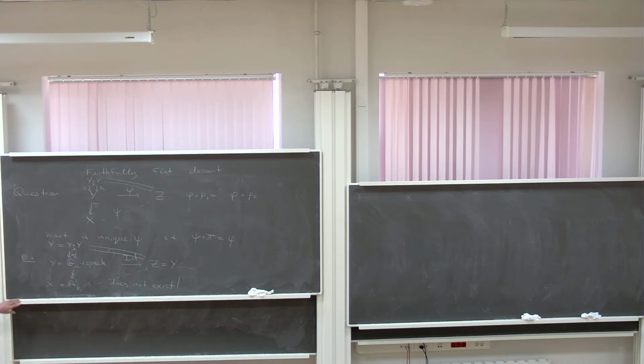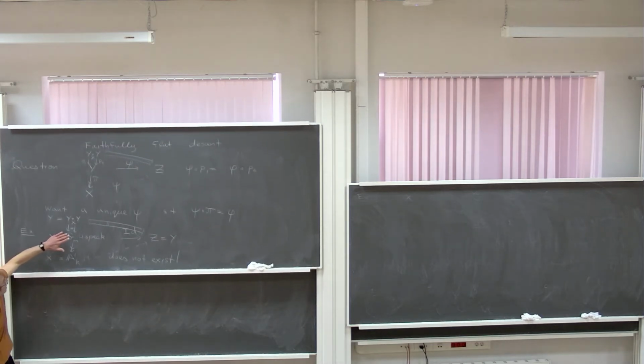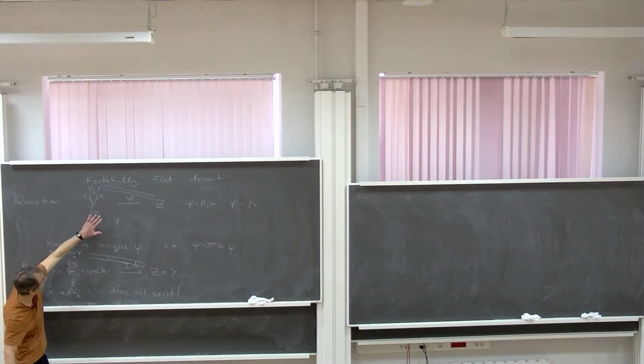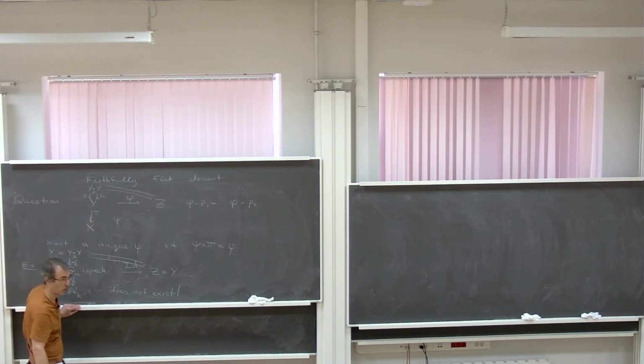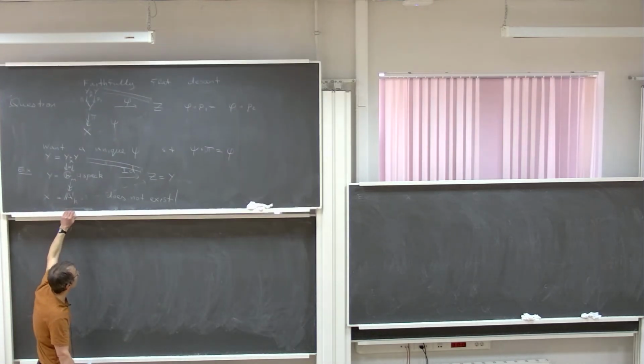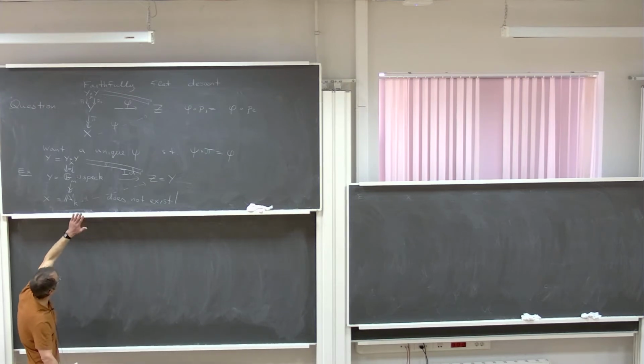So we need an extra condition. This map pi cannot be an arbitrary surjection. We want it to be a nice surjection. Okay, so that's one typical question faithfully flat descent addresses.